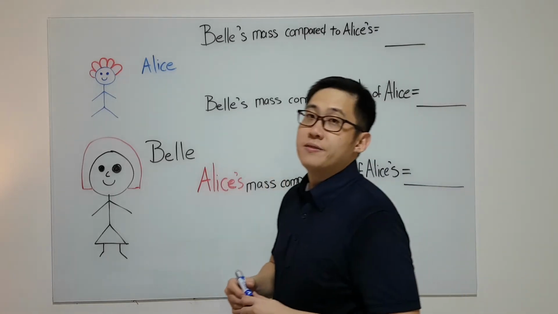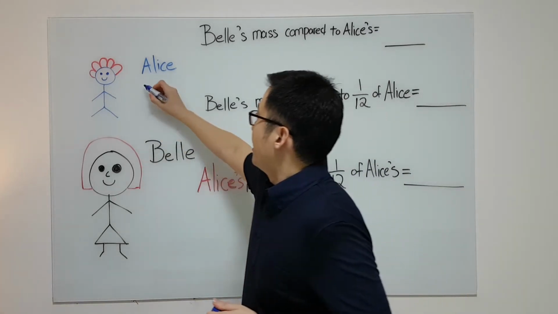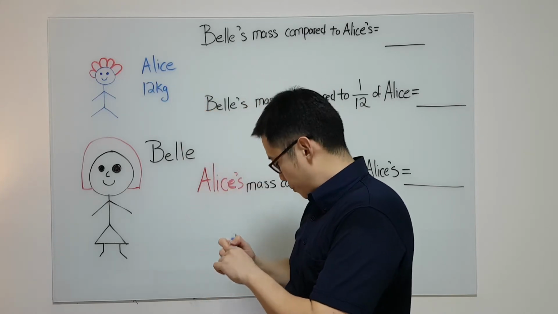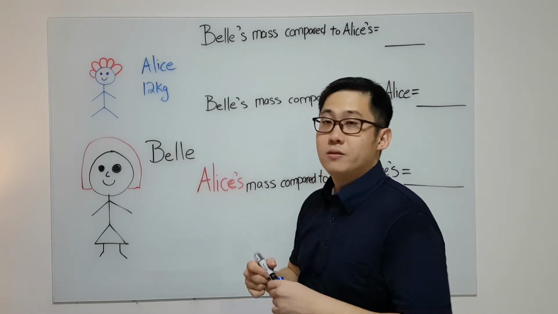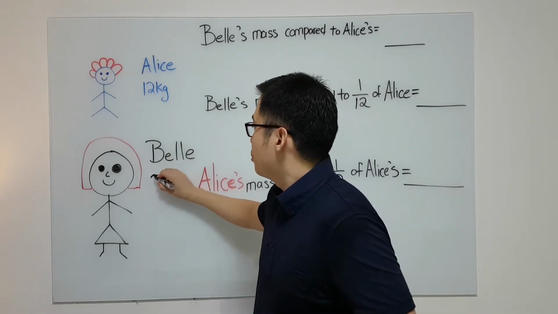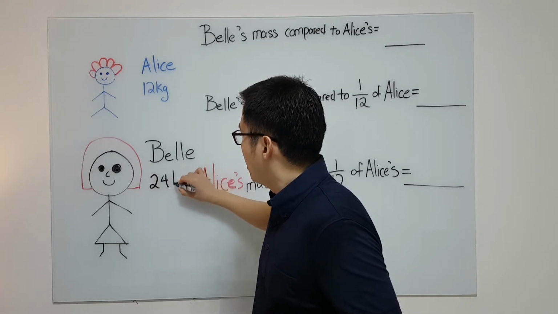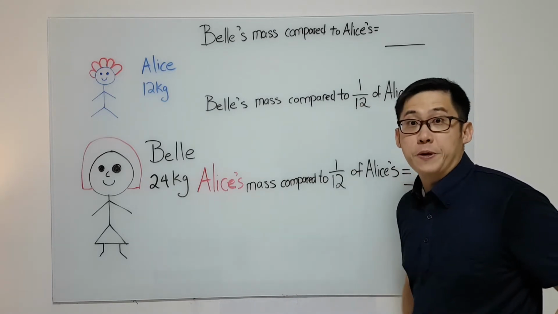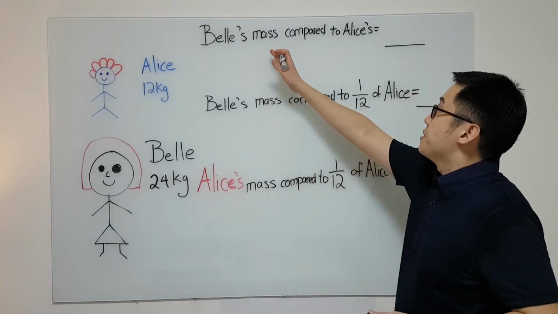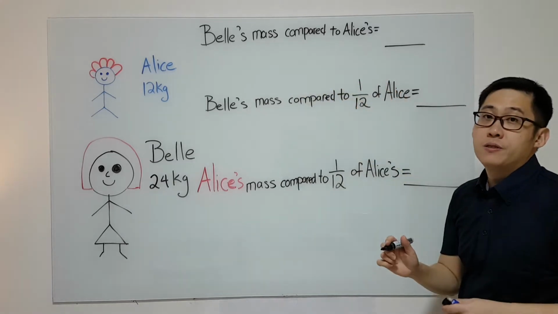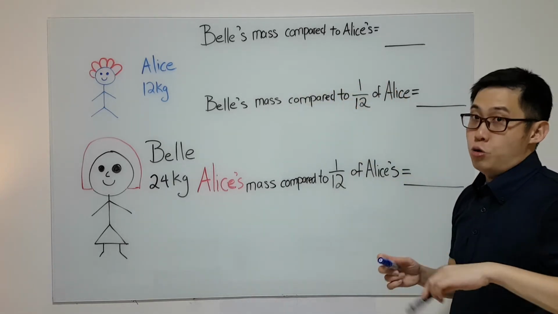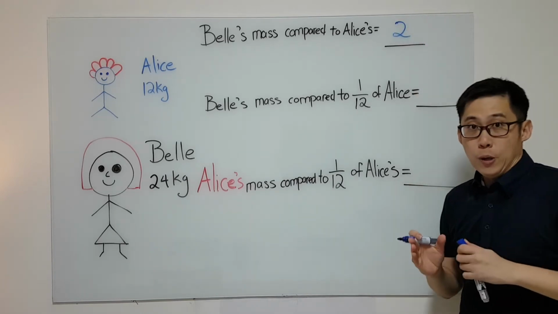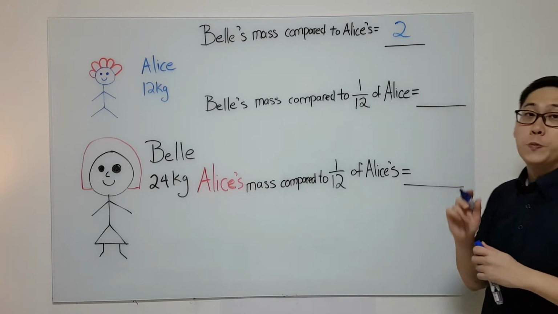Meet Alice. Alice weighs 12 kg. Meet Belle. Belle weighs 24 kg. Consider this statement now with me. Belle's mass compared to Alice is 2. How do I get this 2?